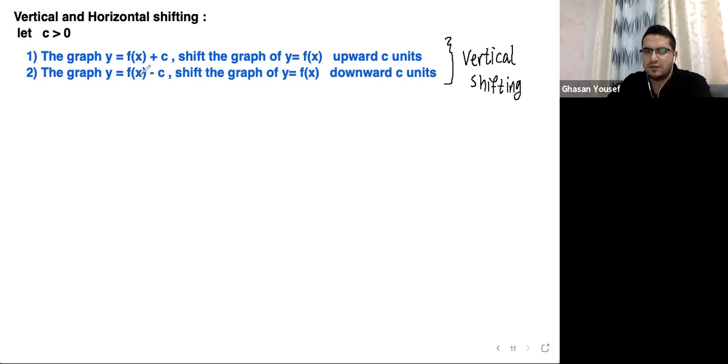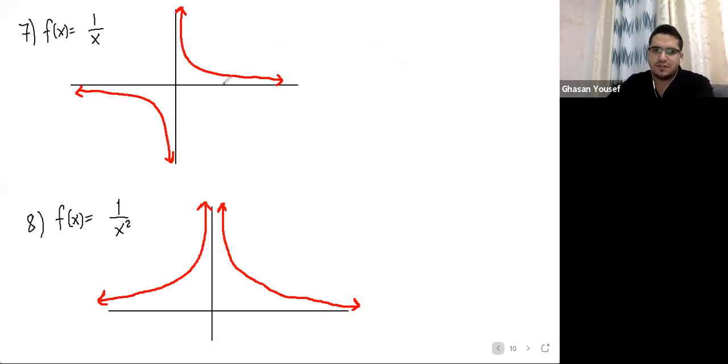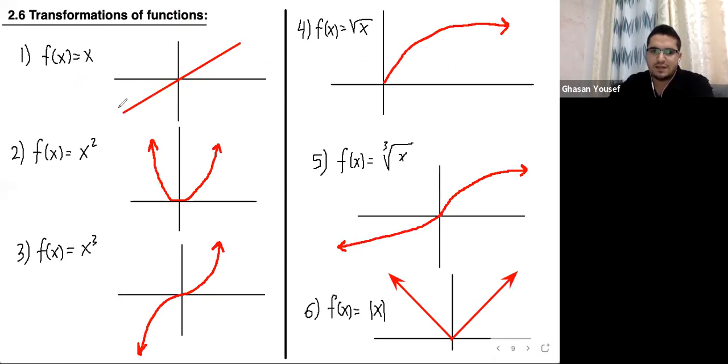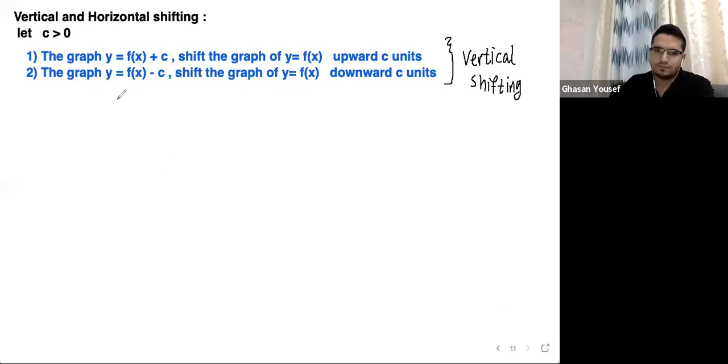If the question asks me to graph the function y equals f of x minus c, where c is a positive number, then I have to graph the function f of x, then shift it downward c units. The function f of x is one of the first, second, third, fourth, fifth, sixth, seventh, or eighth graphs. So we graph one of these, then shift it depending on the value of c. Now we're going to do shifting horizontally. The shift here is vertical.